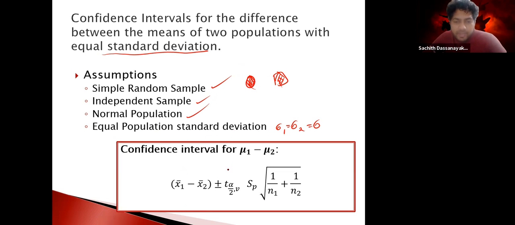So the confidence interval we can find using the same procedure here. The only difference is t alpha over 2 comma v. This v you can find as n1 plus n2 minus 2. This sp you have to find using that equation. This is the pooled standard deviation. So you can find the confidence interval for mu1 minus mu2 using this formula.